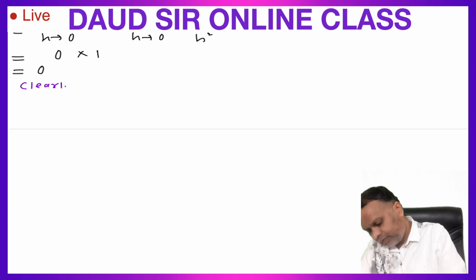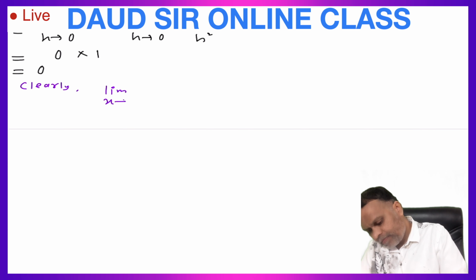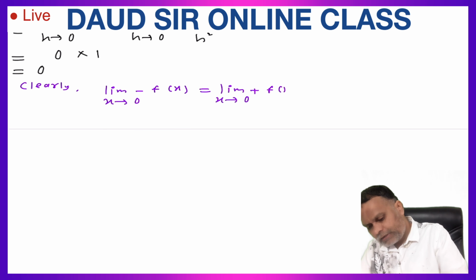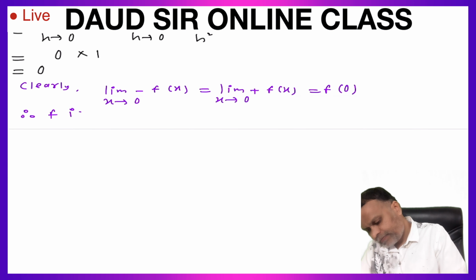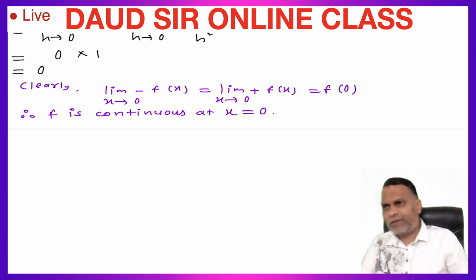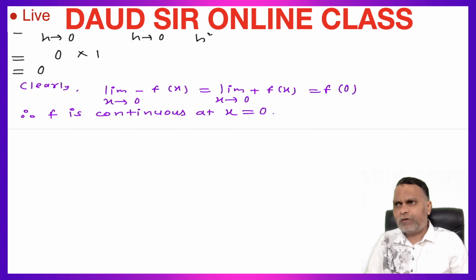Clearly left hand limit is equal to right hand limit is equal to f of 0. Therefore f is continuous at x is equal to 0. Given function is continuous at x is equal to 0.